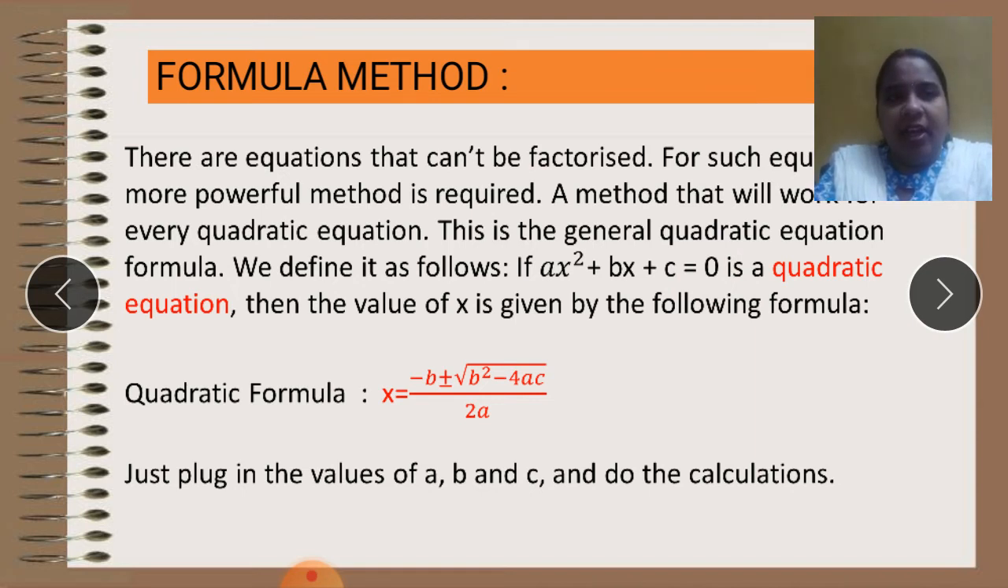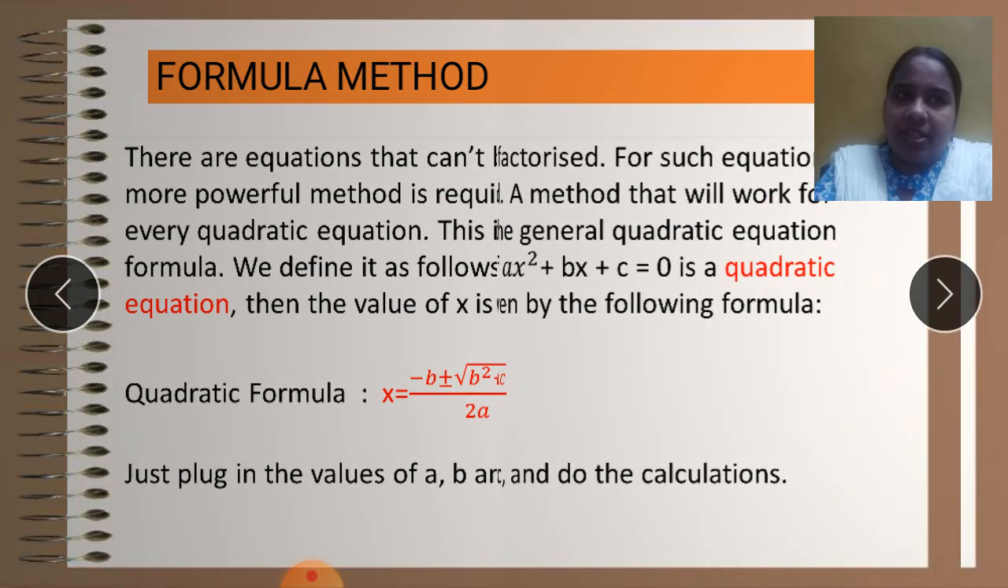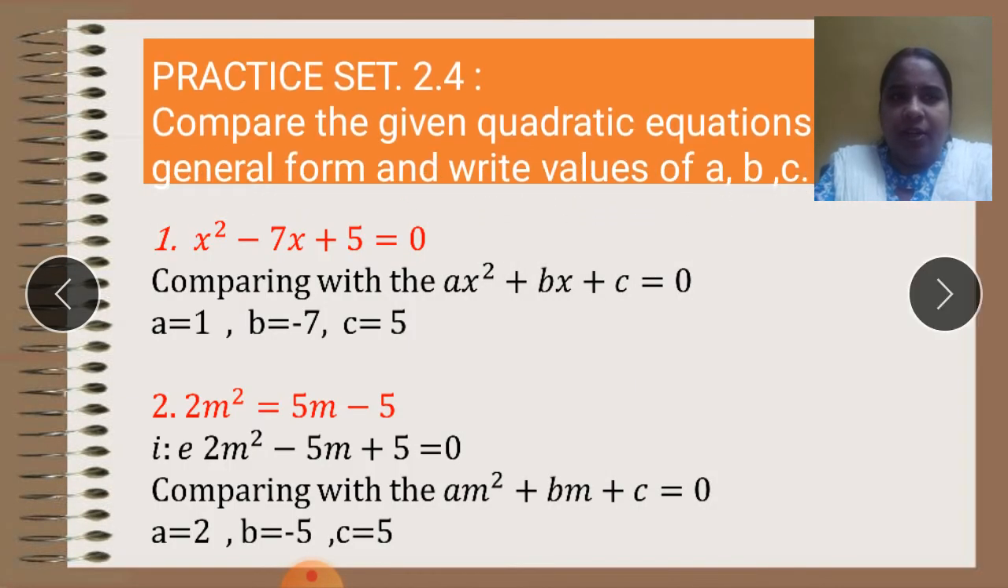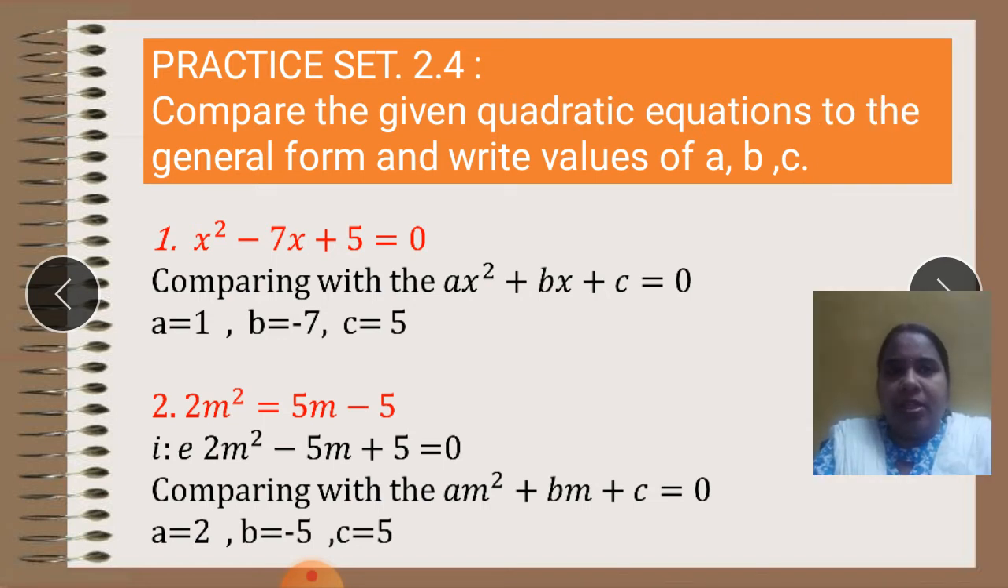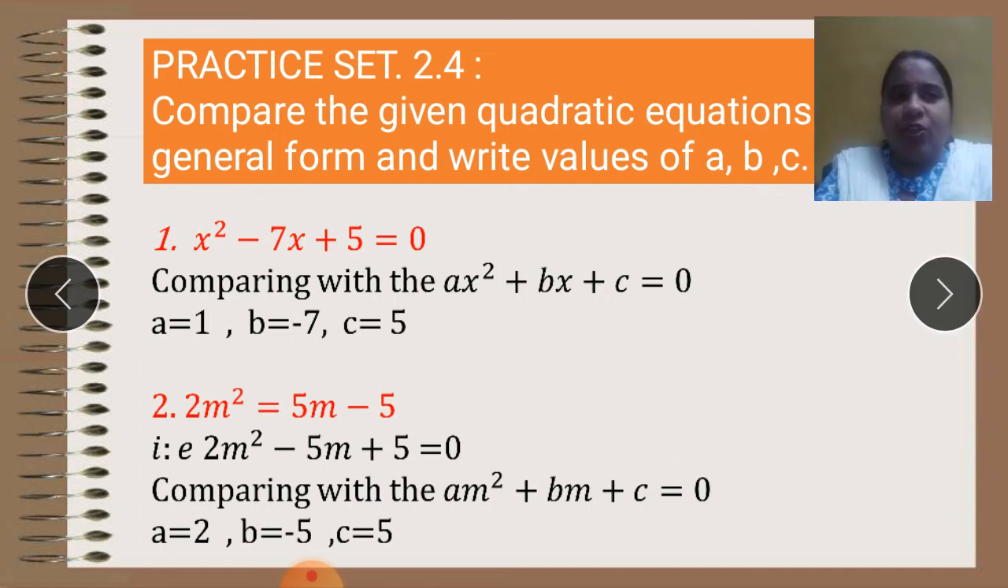So for that, let us move to the next exercise, that is practice set 2.4. Now in this, the first question is only a 1 mark question, where you need to compare the given quadratic equation with the general form and write the values of a, b, c. I am not explaining the formula method here. I am just telling you a part of it where you need to compare and get the values of a, b, c. That is the first question of practice set 2.4.